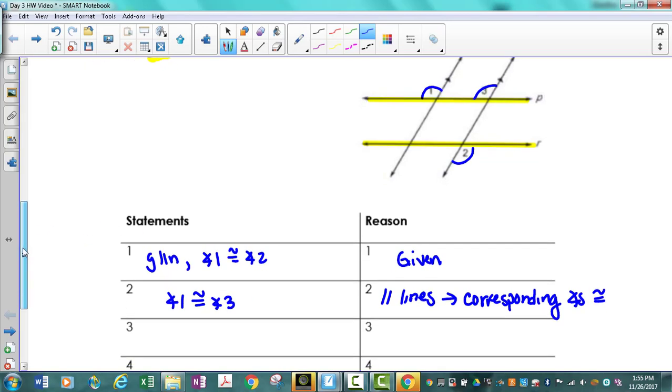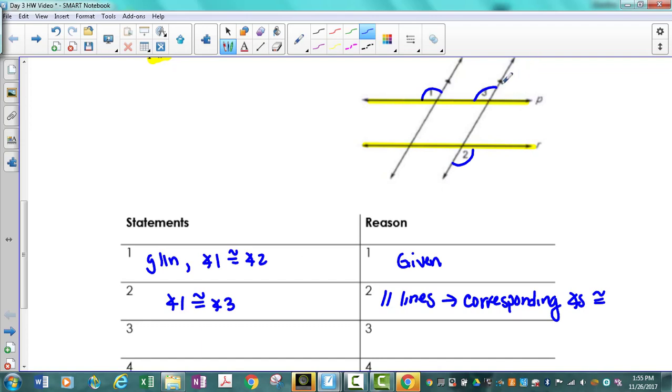Now if I know angle 1 and 3 are congruent, and I knew 1 and 2 are congruent, then I know 3 and 2 are congruent. So I can say angle 2 is congruent to angle 3. This again is the transitive property of congruence. Very similar to the substitution property of equality.